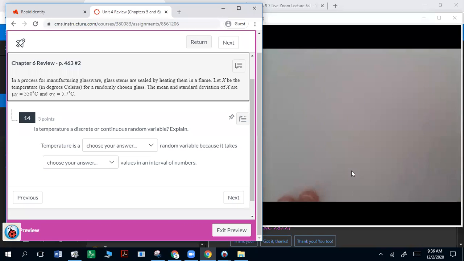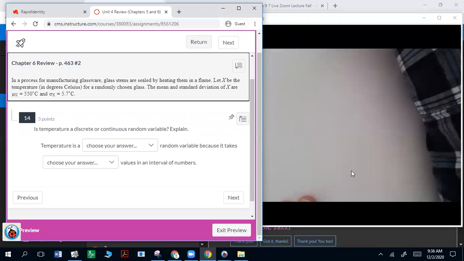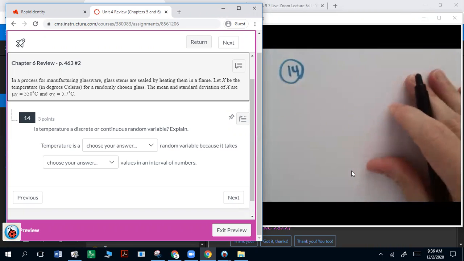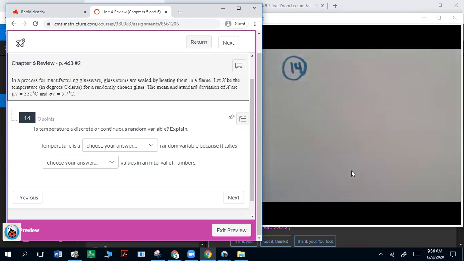Question 14. In a process for manufacturing glassware, glass stems are sealed by heating them in a flame. Let X be the temperature in degrees Celsius for a randomly chosen glass. The mean and standard deviation of X are mu of X is 550 degrees Celsius and sigma of X is 5.7 degrees Celsius. So we want to know, is the temperature a discrete or continuous random variable?